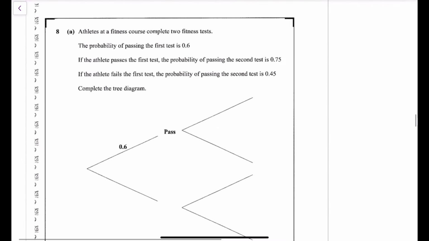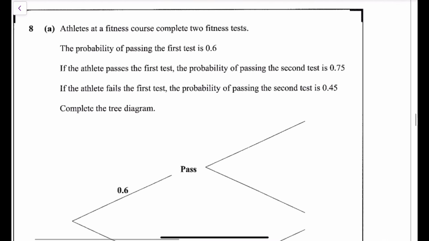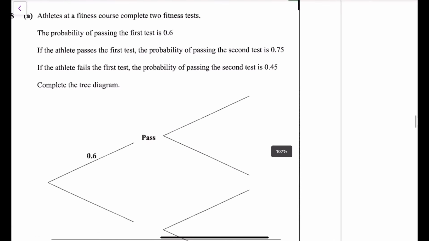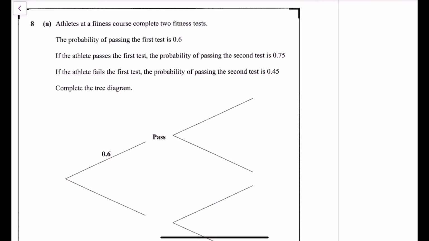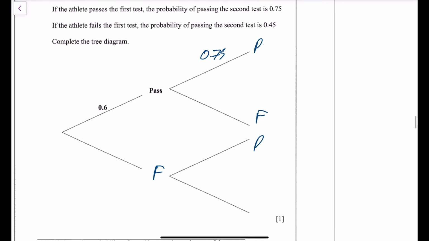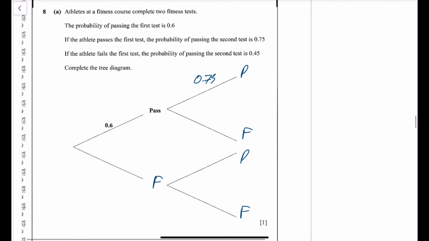Right, next one, another probability one. It says athletes at a fitness course complete 2 fitness tests. The probability of passing the first test is 0.6. They've got that labelled on and drawn on. If an athlete passes the first test, the probability to pass the second is 0.75. So there we could pass or fail, and then pass and fail again. And then it says if the athlete fails the first test, the probability of them passing the second test is 0.45.